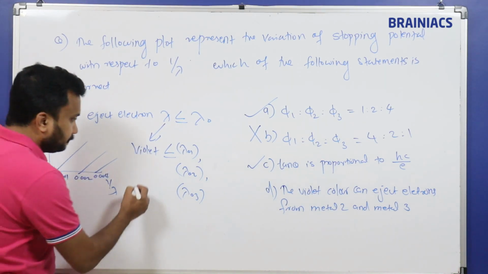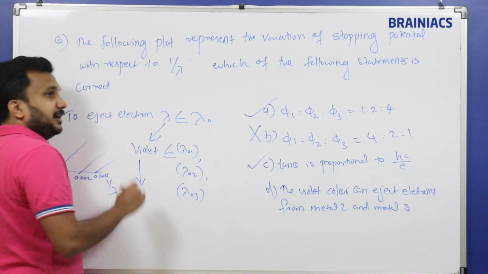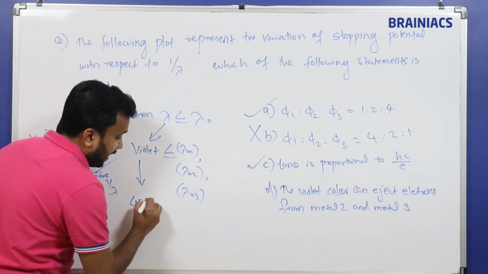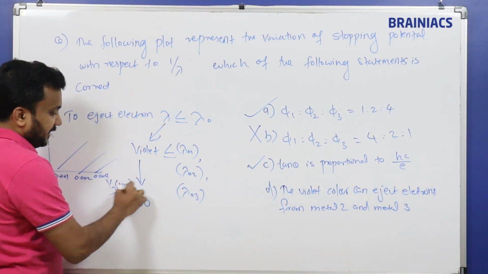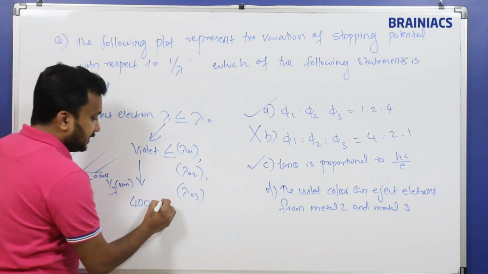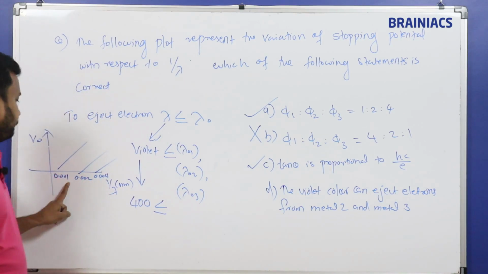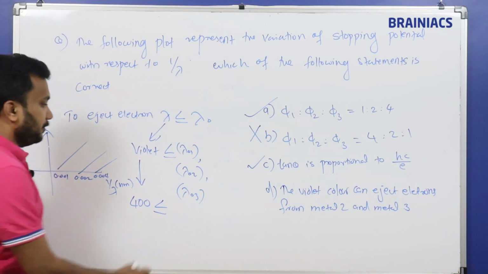So what is lambda? What is the standard wavelength of violet rays? 400 nanometer. This lambda is in the nanometer range. So 400 nanometer is less than or equal to the options. This 1 by 0.01 means 1000.